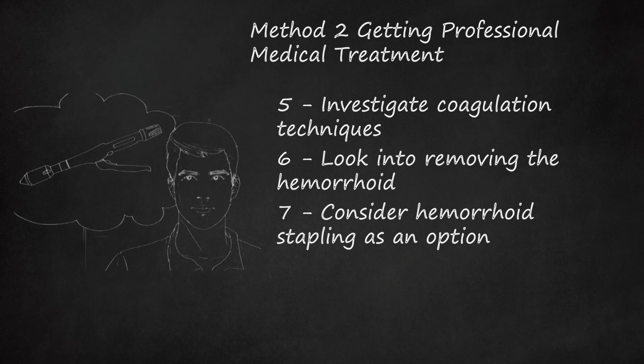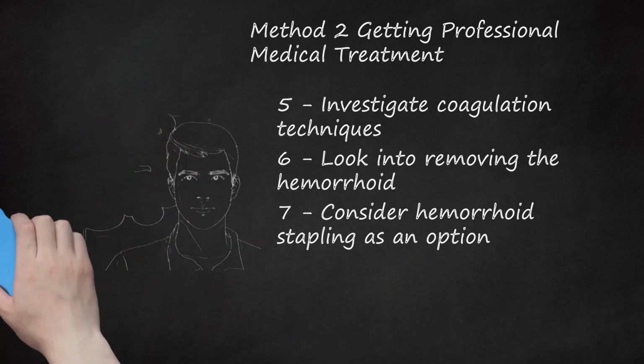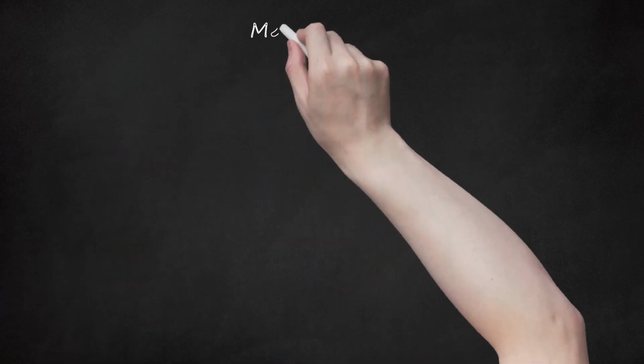Compared to hemorrhoidectomy, stapling has a higher risk of hemorrhoid recurrence and rectal prolapse, which is when the rectum protrudes out of the anus. However, this surgical procedure is also known for its marked decrease in postoperative pain for the patient versus standard hemorrhoidectomy.